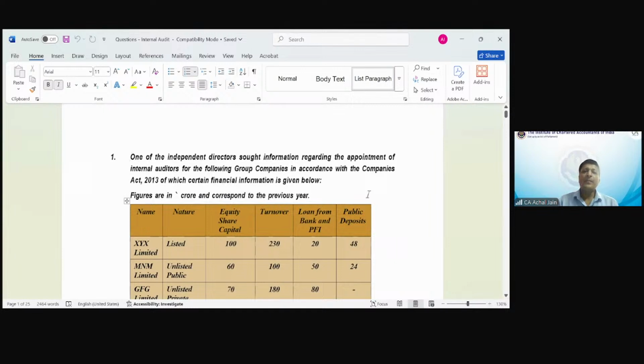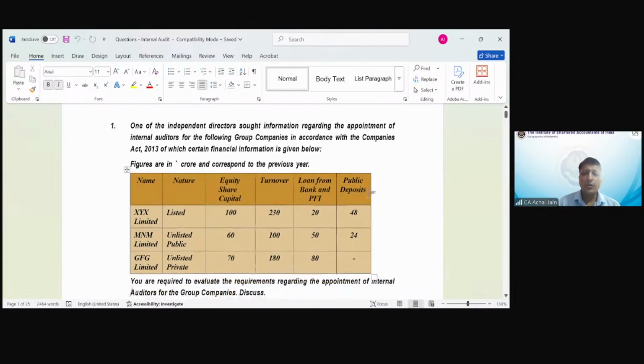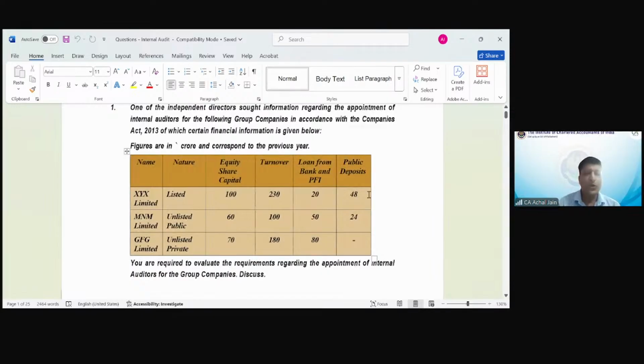Okay, so one of the independent directors sought information regarding the appointment of internal auditors for the following group companies as per Companies Act. So figures are in crores, corresponding to the previous year. So you have this information available. XYZ, M&M, GFG. So you need to comment on which of these companies internal audit will be applicable and on which of these internal audit will not be applicable. Over to you.